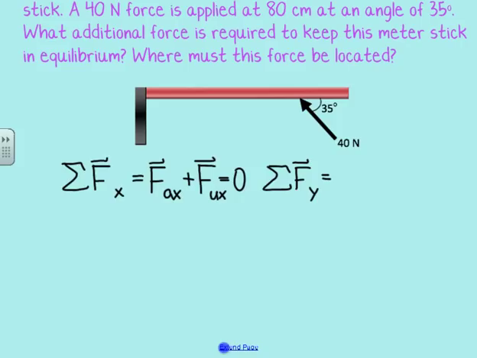In the y direction, we have the force of gravity, the force from the fulcrum, the y component of our applied force, and possibly a y component to our unknown force. All those added together equal 0 as well.